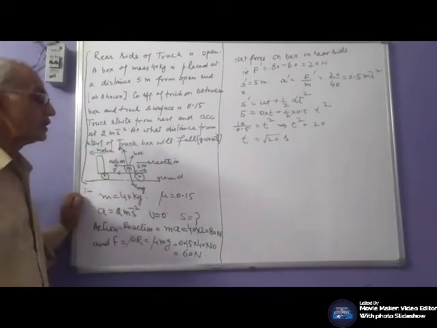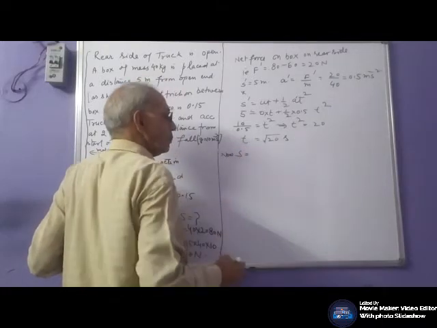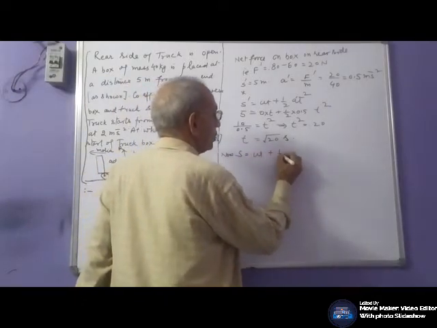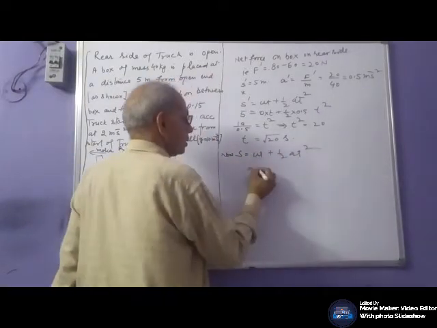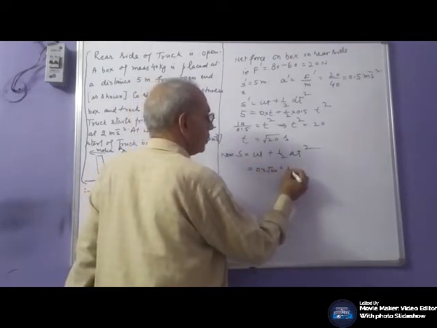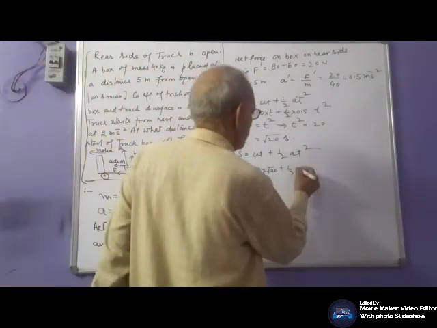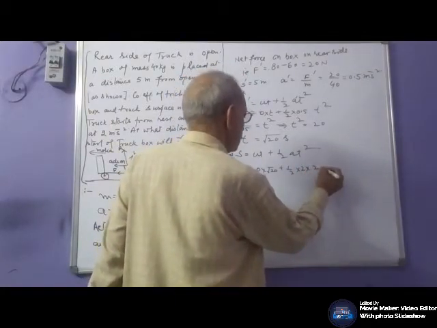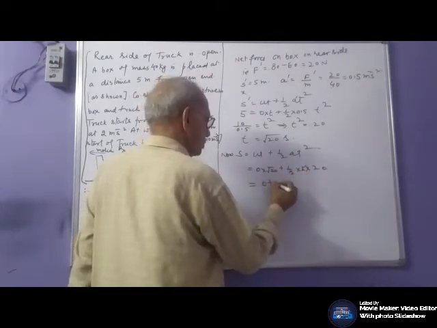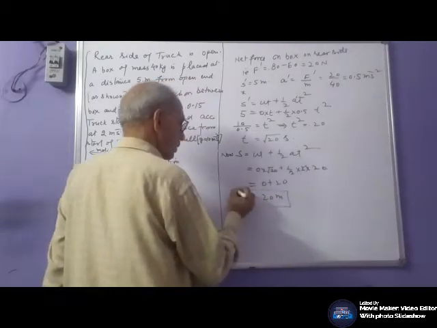Then what is the distance traveled by the truck? Now S, we have to calculate this distance. Ut plus half at square. Start from rest. Half A, acceleration of truck is 2. T square is 20. This is 0 plus 20, or S is 20 meter.